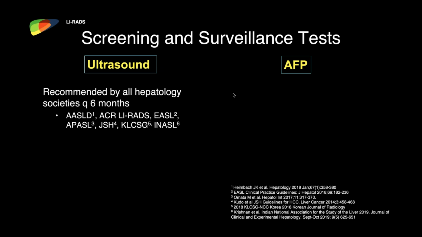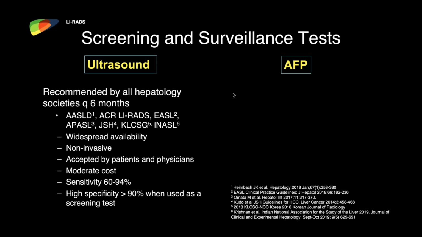And the reason for that is that ultrasound meets a lot of those criteria, or all of those criteria that are set for what makes a good screening test. First of all, it is widespread in its availability. You can get a high quality ultrasound in almost every country in the world. It's non-invasive, and so it is well accepted by patients and physicians. There's moderate cost associated with ultrasound, so it's a lot cheaper than, say, a CT or MRI.